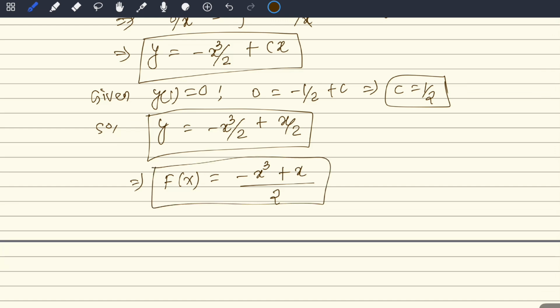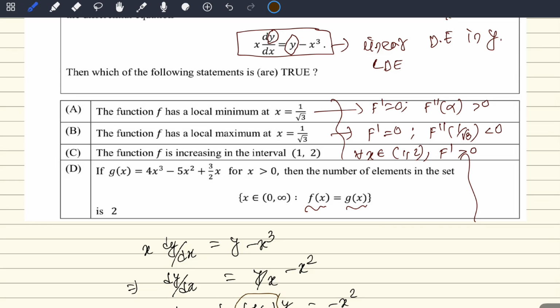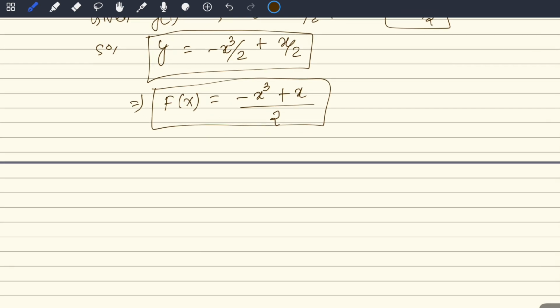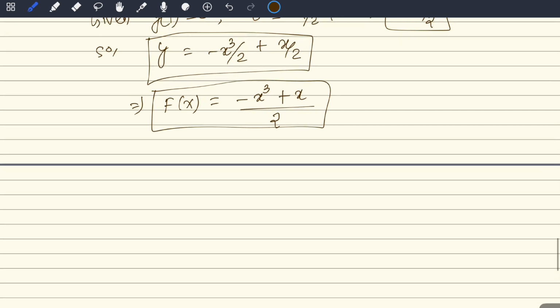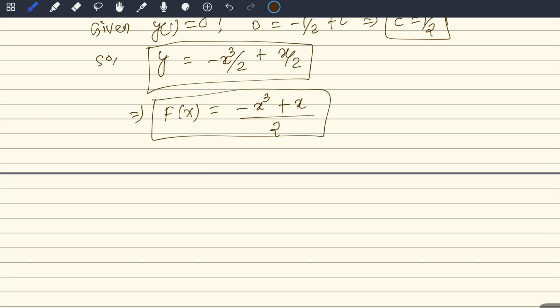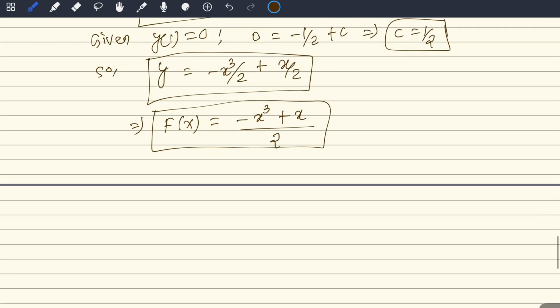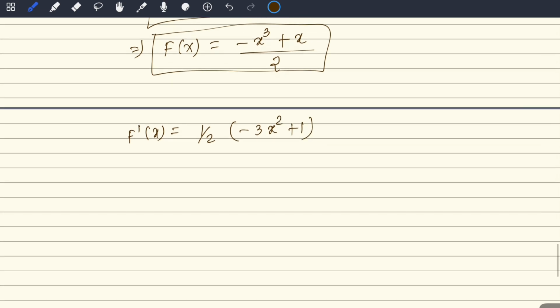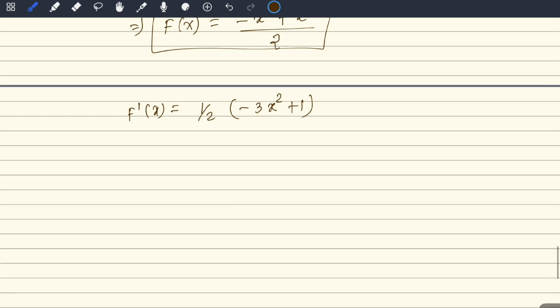Okay. Now go through the options. We have to check whether the function has a local minimum or local maximum, and whether it is increasing or decreasing. For increasing, we need to check whether f dash x is greater than 0 in that interval. So first find the derivatives. We need both derivatives, right? So f dash x is equal to 1 by 2 common, then minus x cube derivative becomes minus 3x square, and x derivative becomes 1. So this is my f dash x.